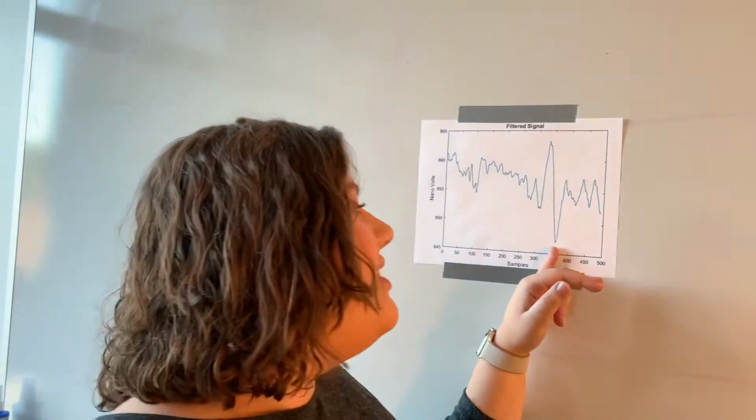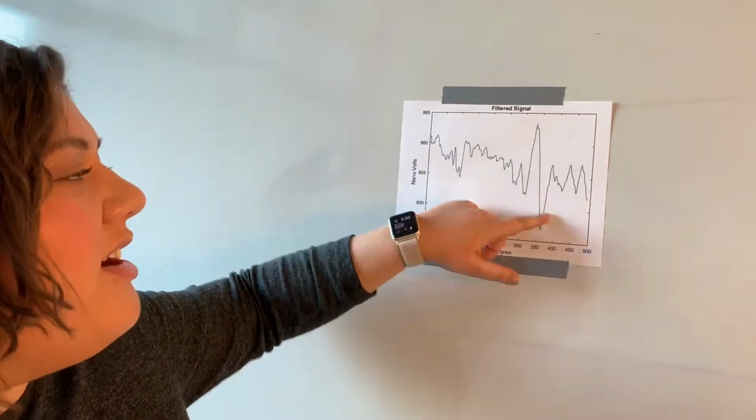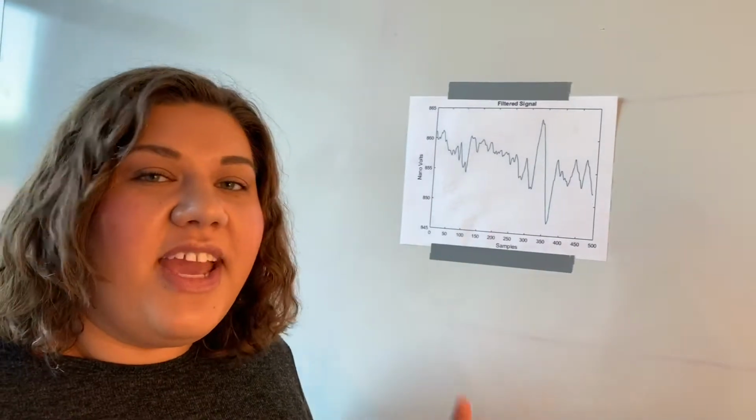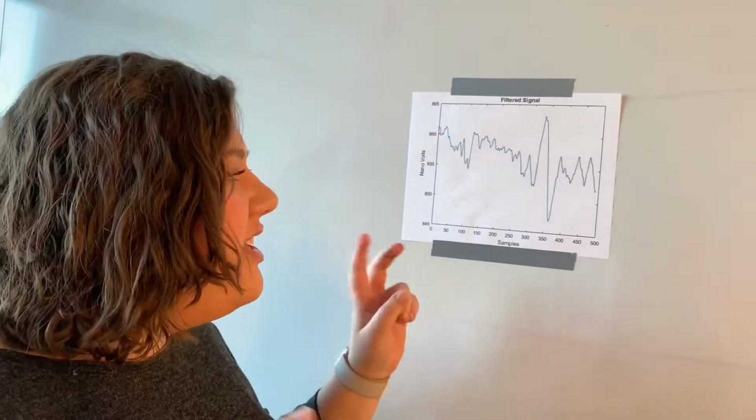Right here is where we can see where Andrew blinked, this large peak right here, because the Muse picks up on any kind of movement, and that creates a large noise in your signal.